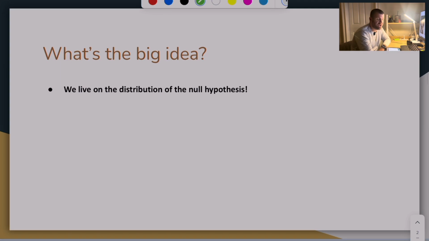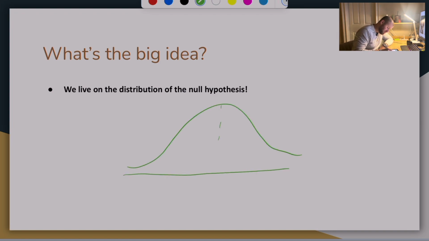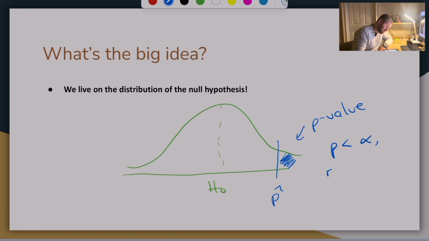So the big idea here is that we live on the distribution of the null hypothesis. So if you remember from class here, right, we have this distribution here of our null hypothesis. And if for some reason, in this case, our sample value falls into a certain region, right, this being our p-value, if that p-value is less than your significance level, we reject our null hypothesis.